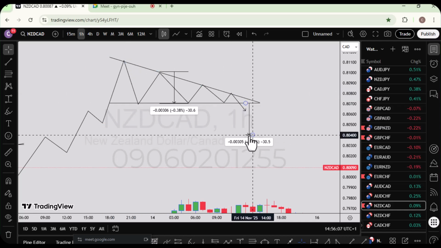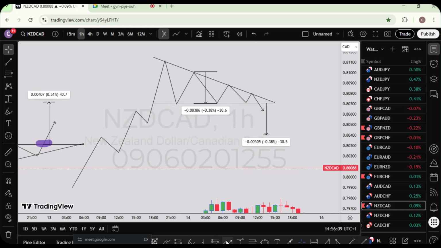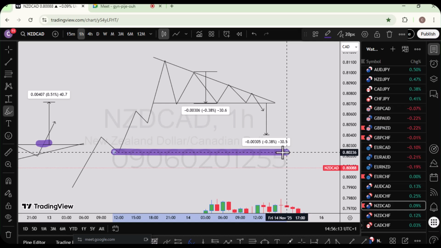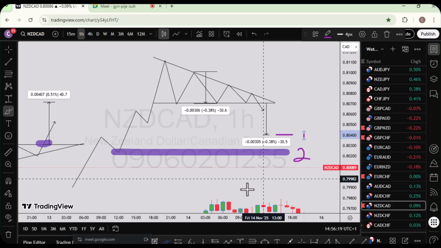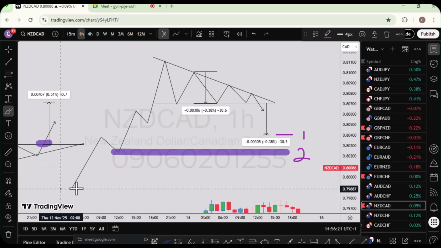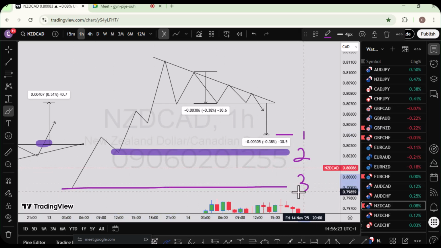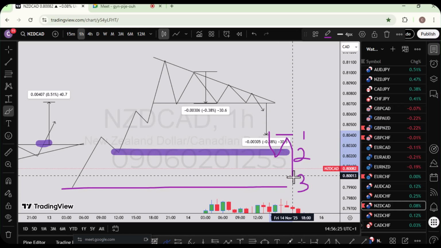So we use this level as a TP1. If you have any potential support level, like the example right here, you can say, okay, this will be my TP2, and this will be my TP1. If you have another level right here, you can say, okay, this will be my TP3, as the market keeps on going. So that is how we use this pattern.